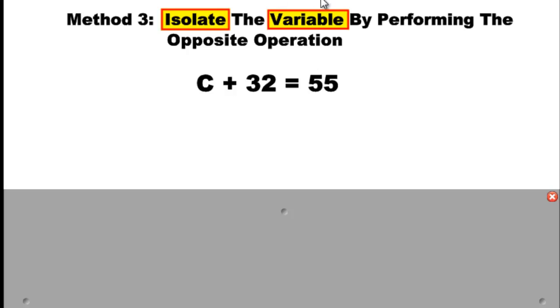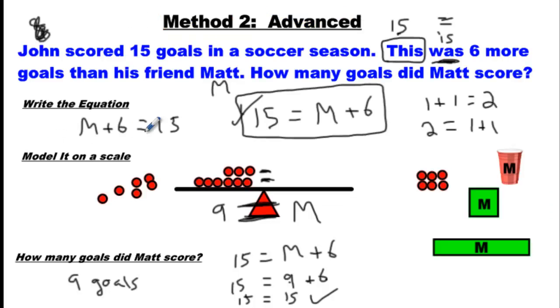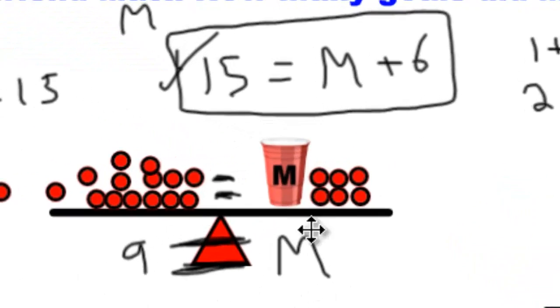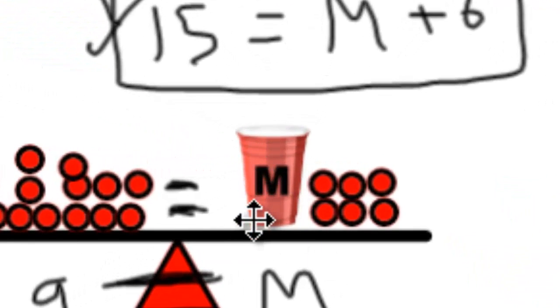Method 3, isolate the variable by performing the opposite operation. This one's going to be really quick, ladies and gentlemen. Isolate means exactly what we did in the balance method. Remember when we had all of these bollies sitting beside the m? And I had all of these here, and they were, of course, sitting there. But isolate means put the variable all alone. Lock him up by himself.